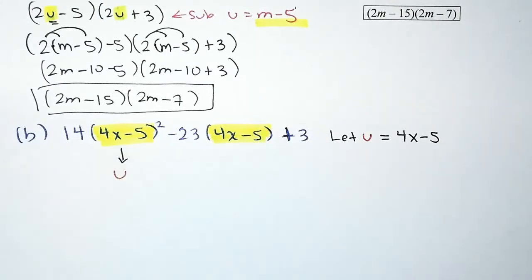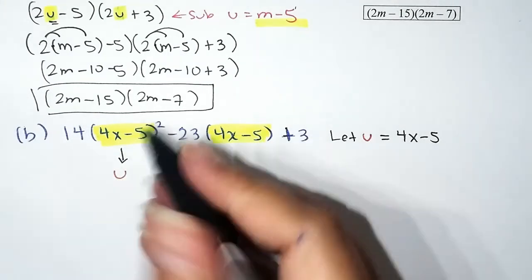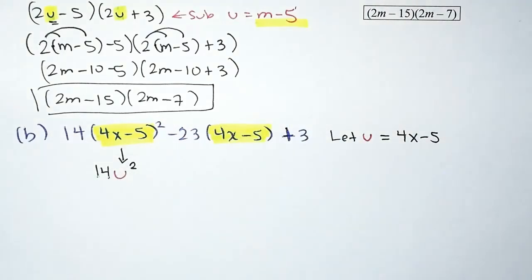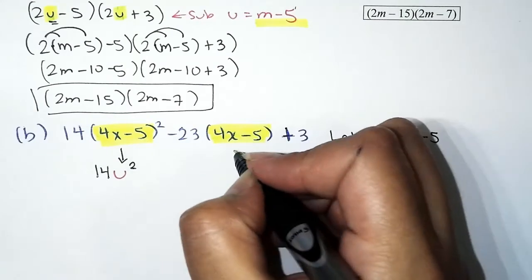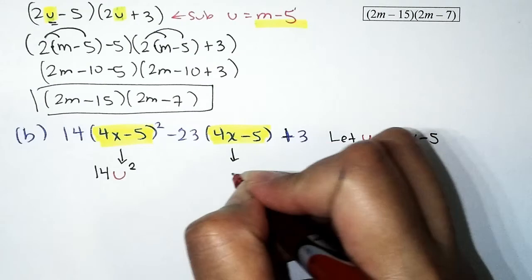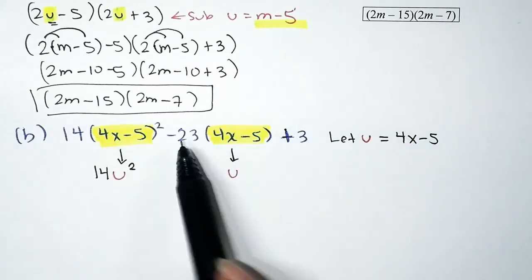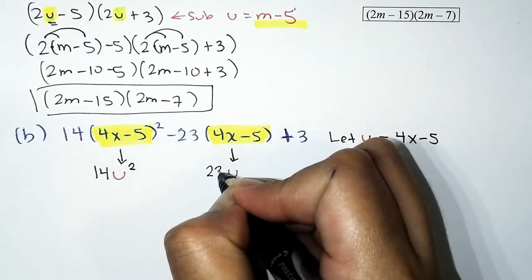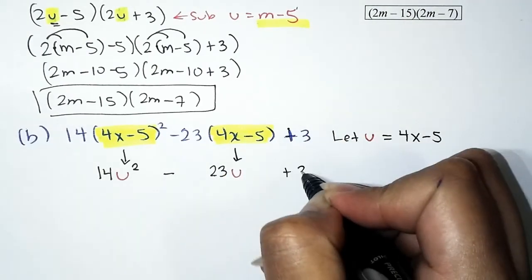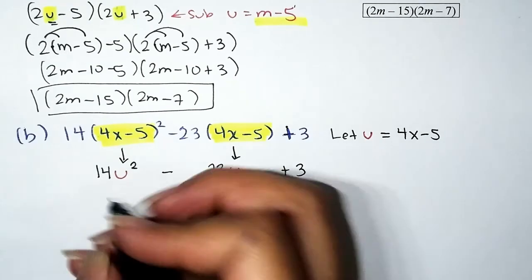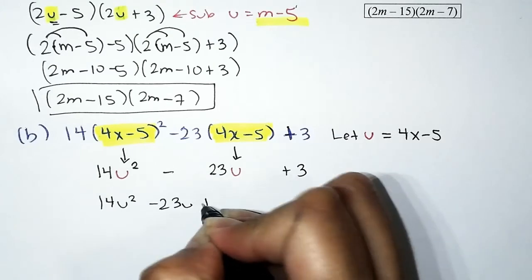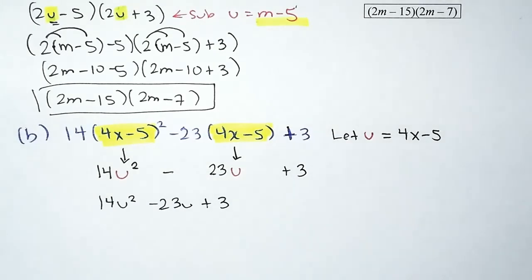What are we doing to that u? Well, it looks like that u is being squared and then being multiplied by 14. We have another binomial of 4x minus 5, which we're going to swap out for u. We are going to multiply it by 23 and then subtract it from the first part of this puzzle and then bring down the plus 3. This is too much space for me, so let me bring them together.